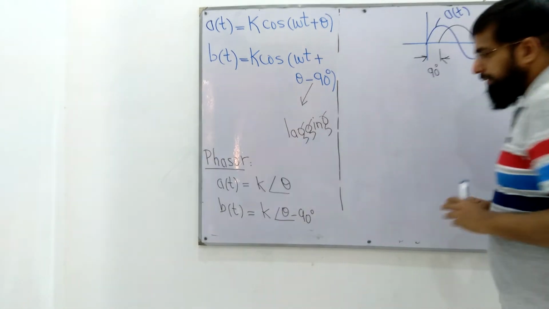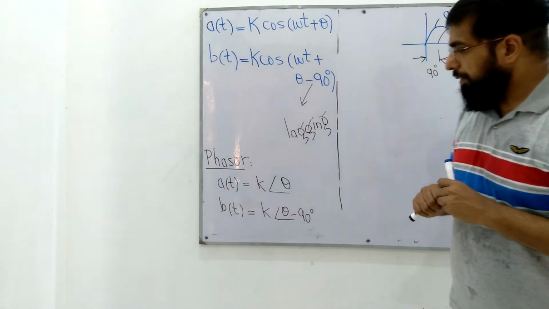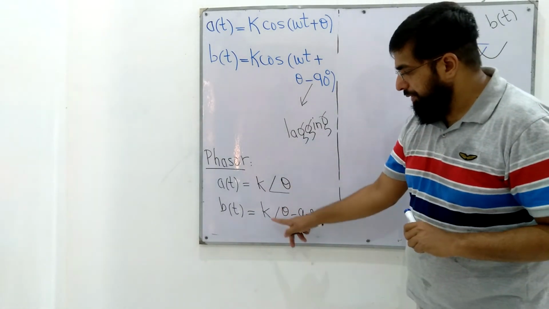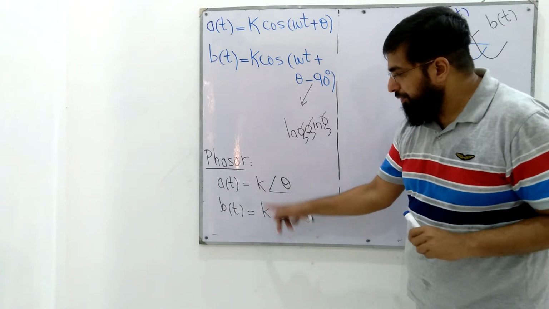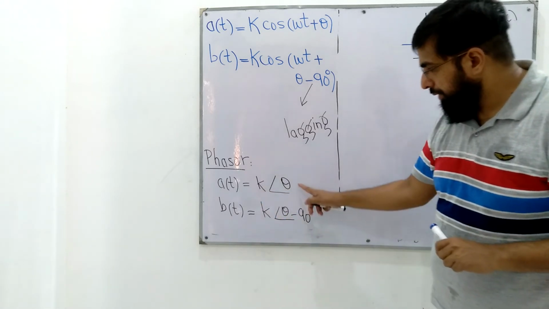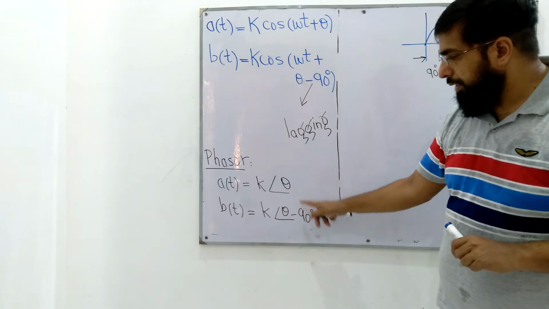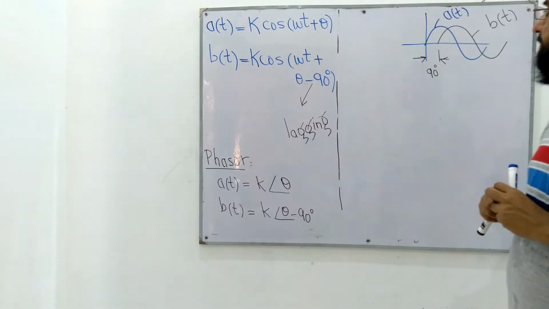So these phasor terms can be used to represent two quantities where we can have different magnitudes, but the thetas, the angles, are described in terms of each other.